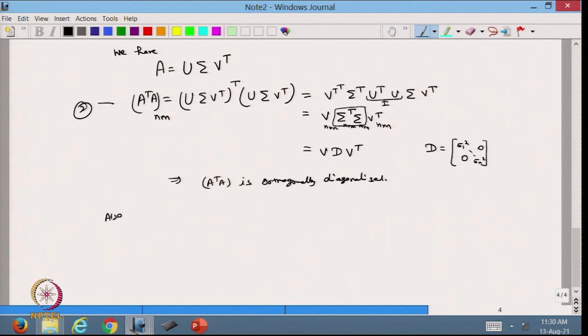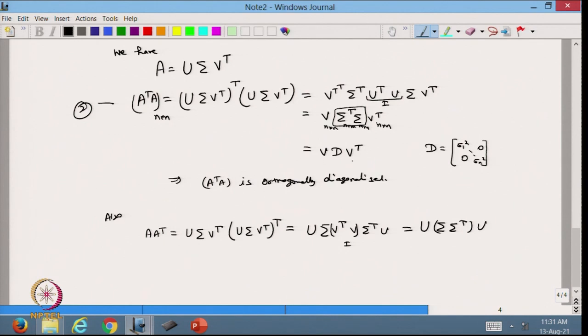Also, let us see what is going to happen with A A transpose. Now, A A transpose is U sigma V transpose times U sigma V transpose, transposed. So that will be U sigma V transpose, and this will be V sigma transpose U transpose. And from here V transpose V is the identity matrix because it is orthogonal. So I will get U sigma sigma transpose U transpose. Its dimension will be m cross m, because A is m cross n and A transpose is n cross m, so it will be m cross m.